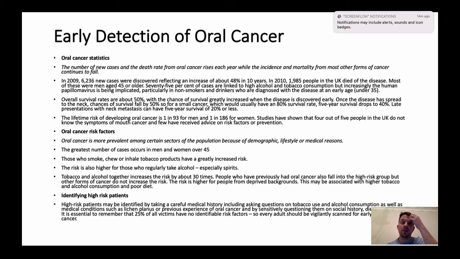Studies have also shown that 4 out of 5 people in the UK don't know the symptoms of mouth cancer. So obviously we need to make sure that we provide as much education as we can. So, oral cancer risk factors.